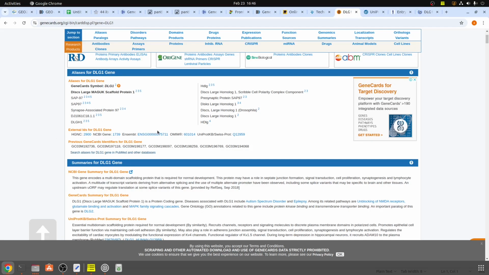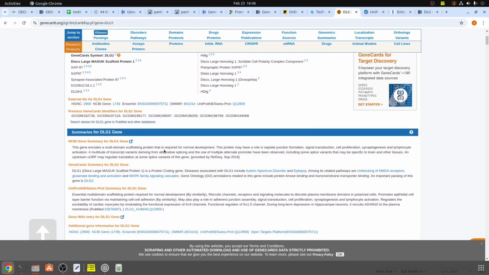Yeah, it is opening. Ensemble ID, OMIM ID, and this summary. The gene is required for normal development. The protein is involved in the function of signal transfer, cell proliferation, synaptogenesis, and the lymphocyte.